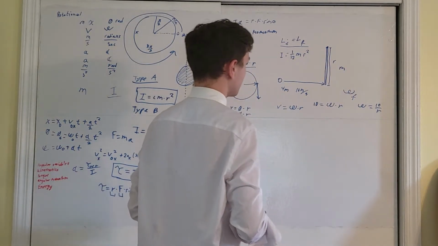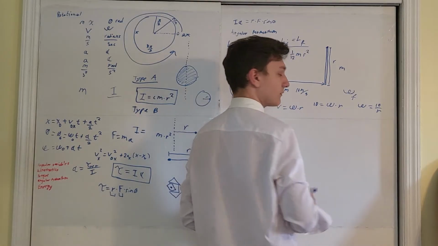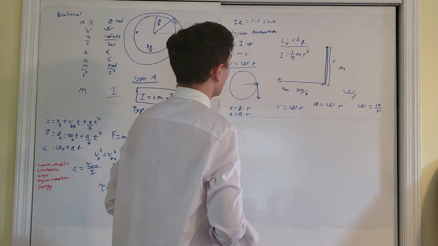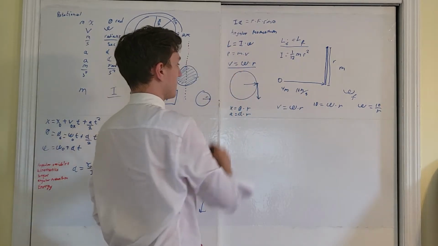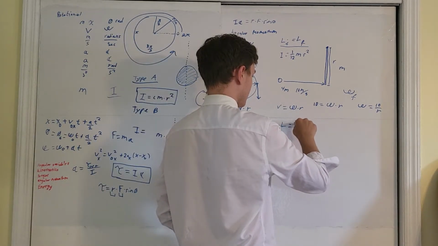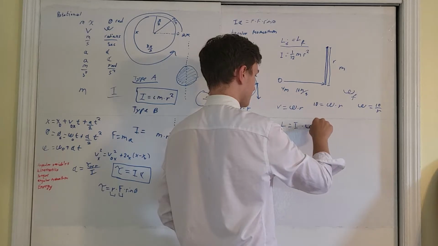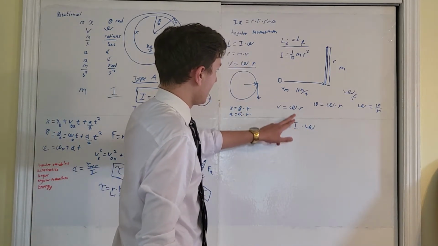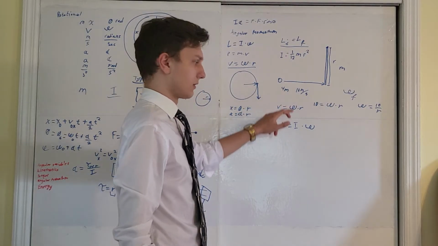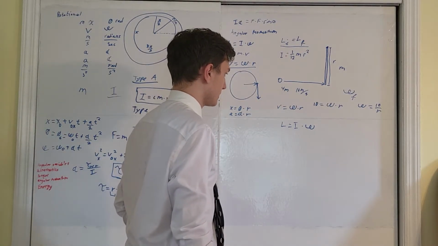Okay? And now that we have an angular velocity for the particle, we can now use that angular velocity to plug into angular momentum. We're given angular momentum equals moment of inertia times omega. But wait a minute. I am given a mass for the particle. I'm not given a moment of inertia.